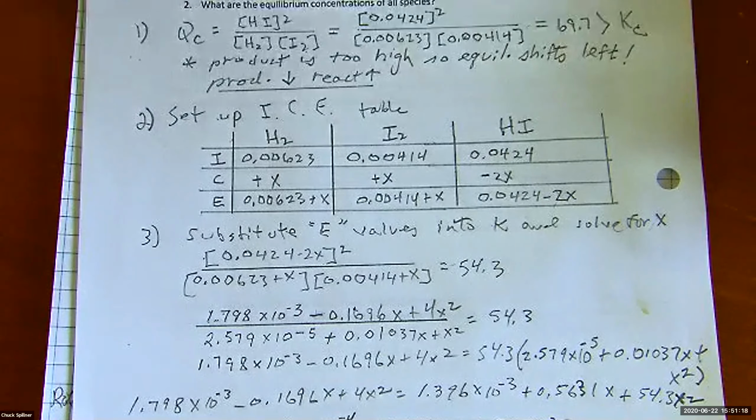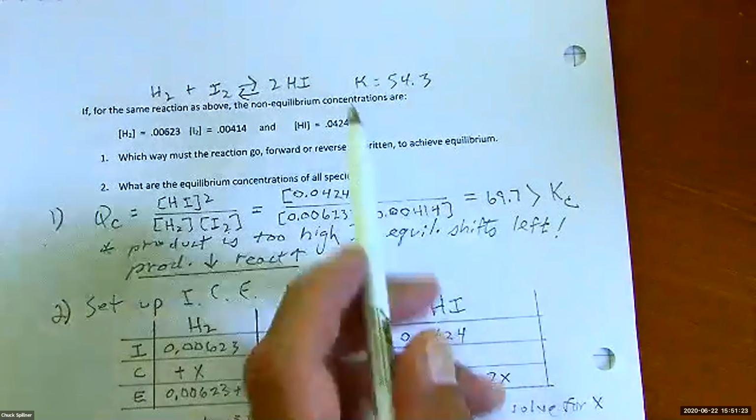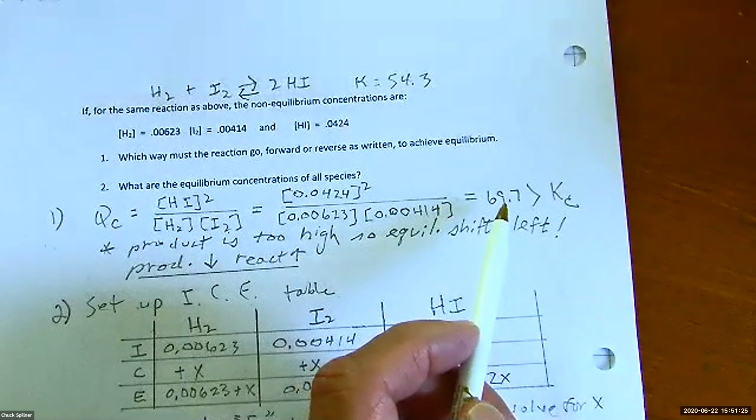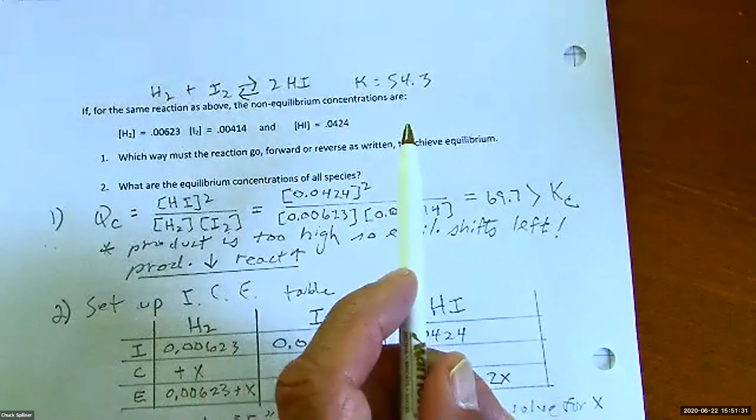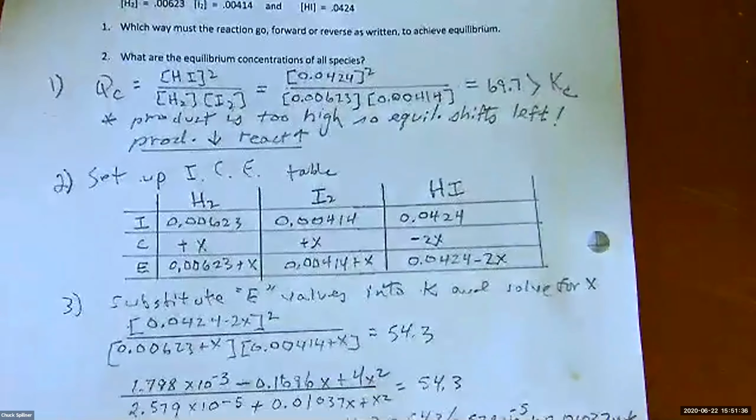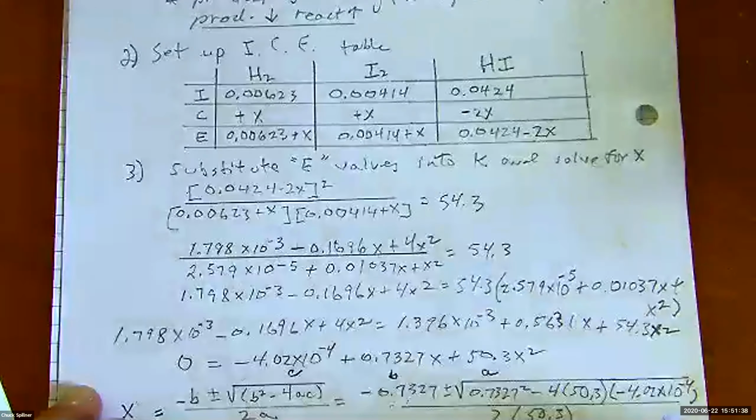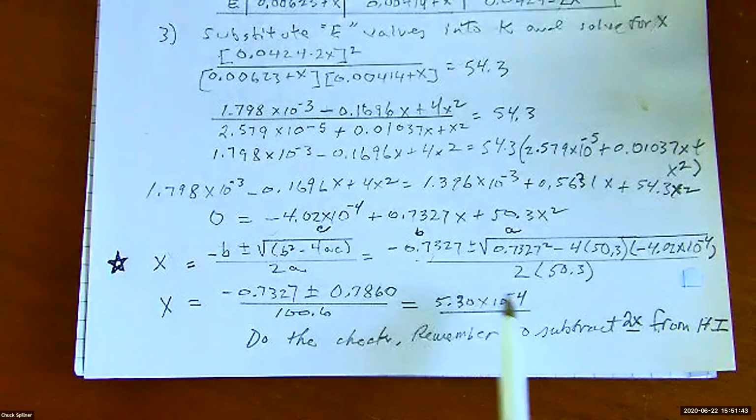If you remember, if we go back and look at our Q, the Q was greater than K, but not largely greater than K. So we would think, well, we don't have to change these concentrations very much to get down to K. And indeed, we didn't. Just doing a rough estimate, we lost a little bit of product and we formed a little bit of reactant, and that turns out to be just enough to reach equilibrium.